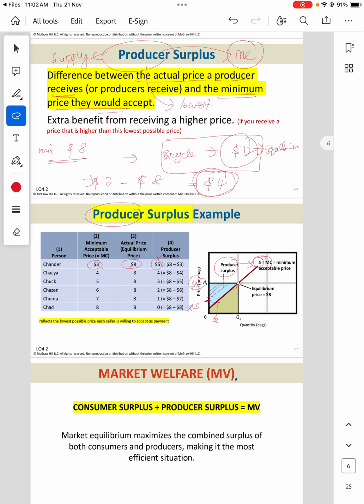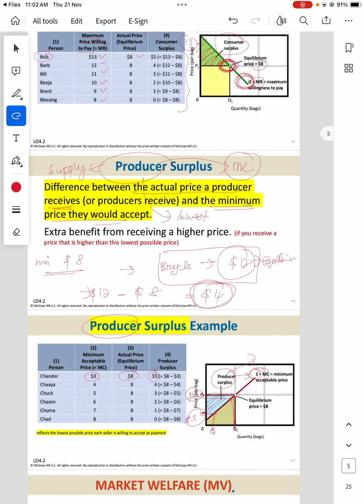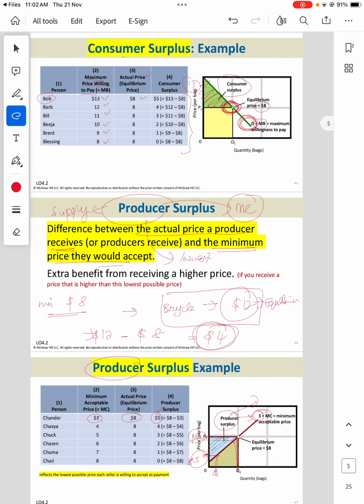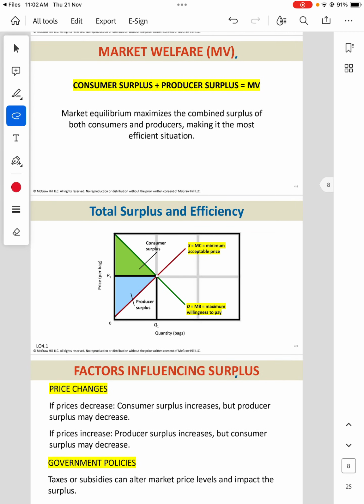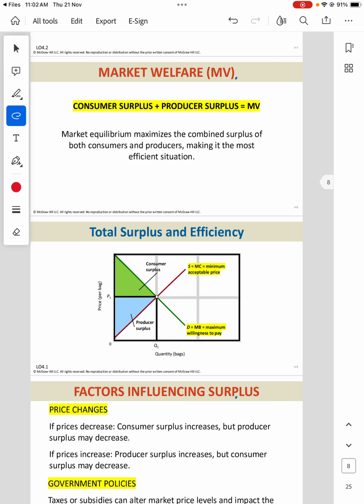This blue shaded area is considered the producer surplus. The equilibrium is here, but this producer can produce at 3, a lower cost. So that is considered the producer surplus and also consumer surplus. From this, consumer surplus plus producer surplus, what does it mean? It equals market welfare.